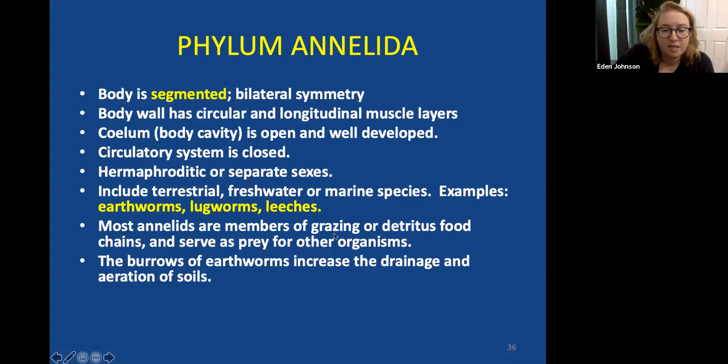Most annelids are grazers. They eat detritus, serve as prey for other organisms, et cetera. Burrows of earthworms increase the drainage and aeration of soils. Okay, so they're more or less at the bottom of the food chain, but they serve really important purposes in their ecosystems.